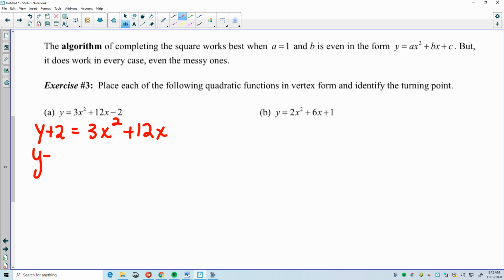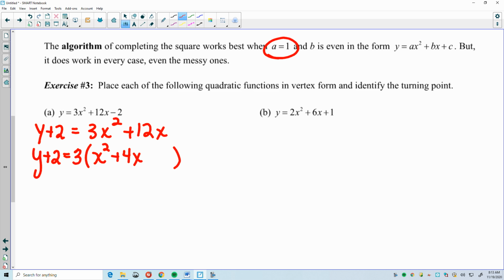So common with 3 and 12, I can factor out a 3. That's going to leave me with x squared plus 4x. And now the reason that we're doing that is because I want to get that a term to be back to 1. Because like we set up here, it's much easier when a is 1. Okay, so from here we follow that same step.